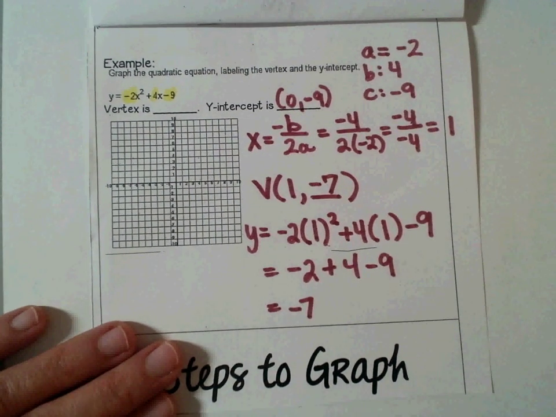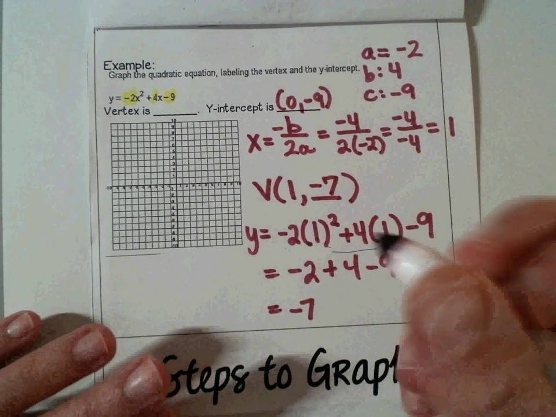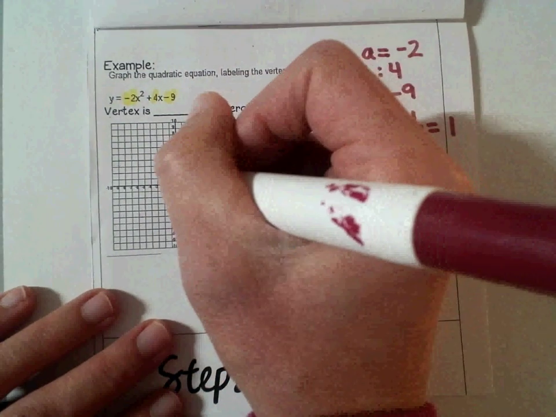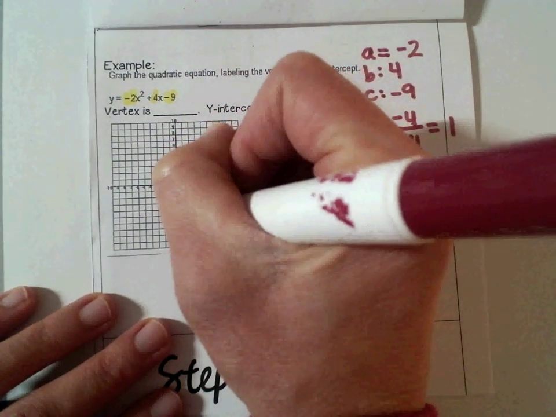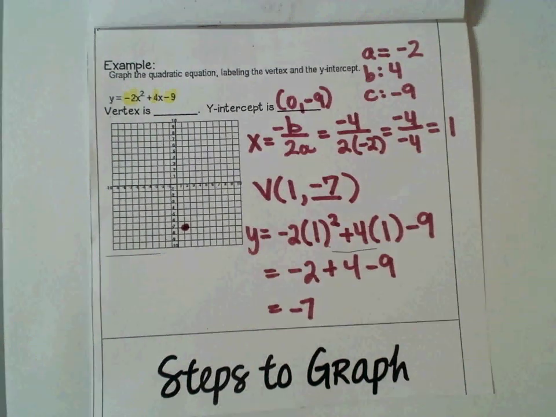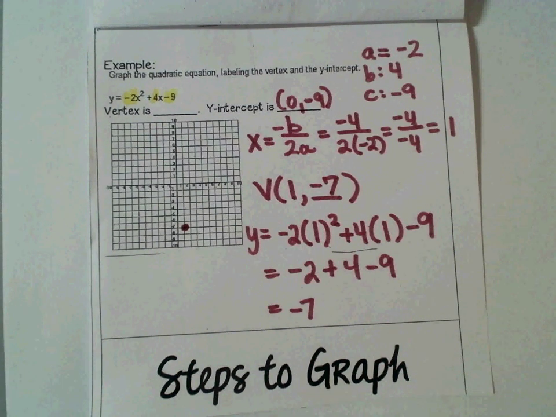Okay, so let's go over to 1, -7. We know we need to plot that. So over 1, down 7, put a dot. Okay, remember we could put our y-intercept on here, and that could be our next dot, because you know you need another dot for Math Excel. You can't just put a vertex.